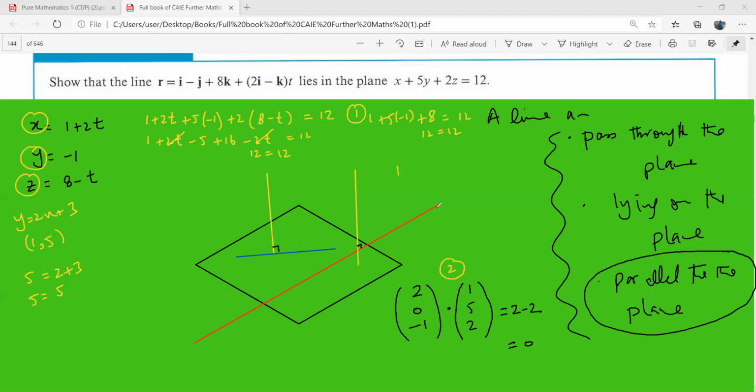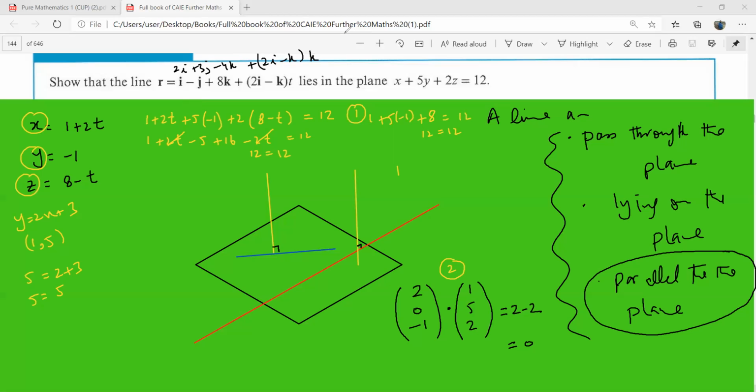Okay. Now, in case of this red line, which is just parallel to the plane, this is not entirely lying on the plane. So you will only have this dot product equal to 0. For instance, suppose I change this equation, instead of i minus j plus 8k, suppose this was 2i plus 3j minus 4k, and this direction vector is the same. Okay, you see what will you get?